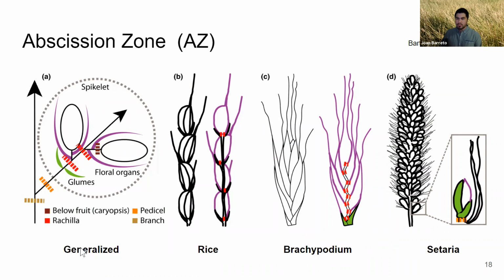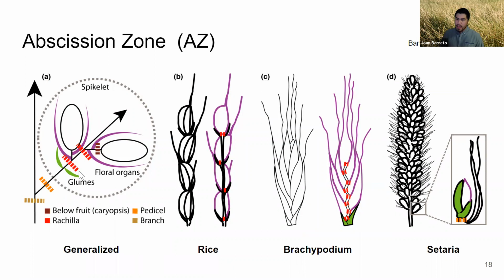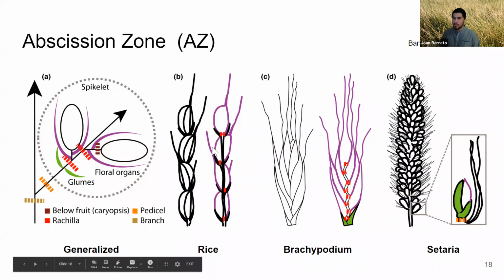This first figure, A, shows a general model of the morphology of a spike or an inflorescence. You have the branch with the spikelet right here, and then below, in the rachilla, these red dashed lines are the sites where the abscission happens and it detaches. But in other species it could also be in the pedicel or just in the branch. Some examples here are rice and brachypodium, which have attachment at the rachilla, or setaria, in which it happens at the pedicel.